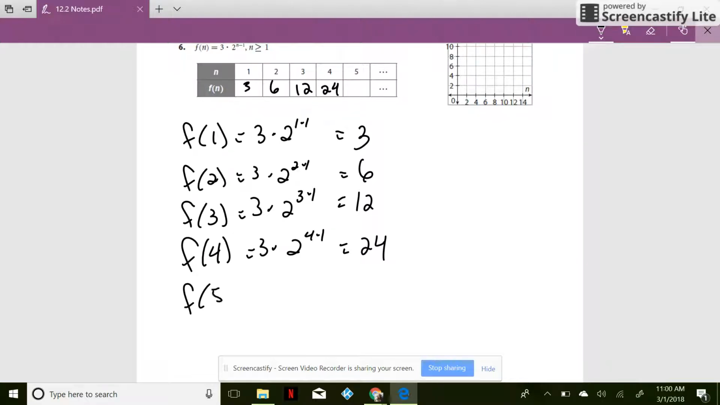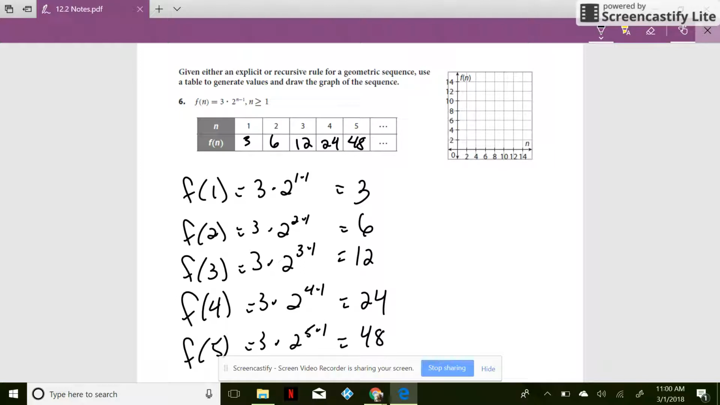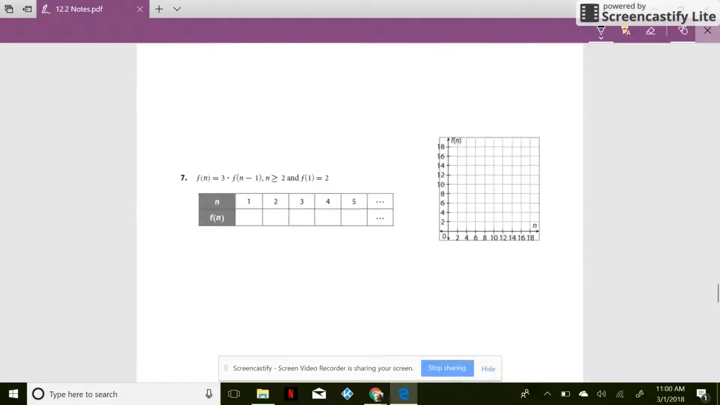And then f of 5, the last one we're given here, is 3 times 2 to the 5 minus 1. So that's 2 to the 4th, which is 16. 16 times 3 is 48. So you can see each of those are getting doubled each time. We can graph these: 1, 3, 2, 6, 3, 12, and that's as good as we can do on the graph that we're given.